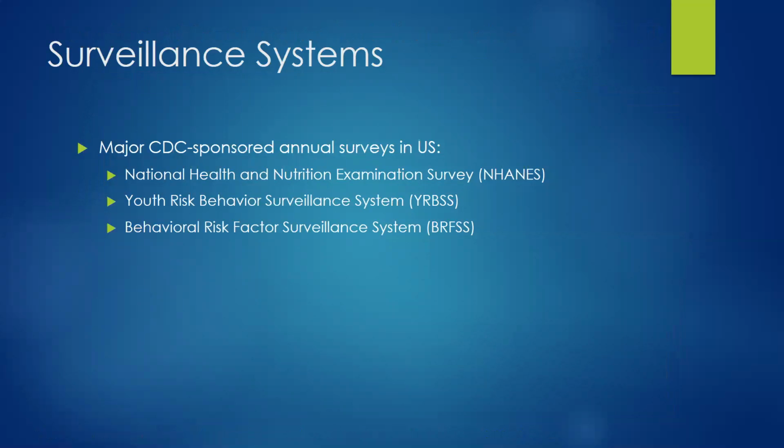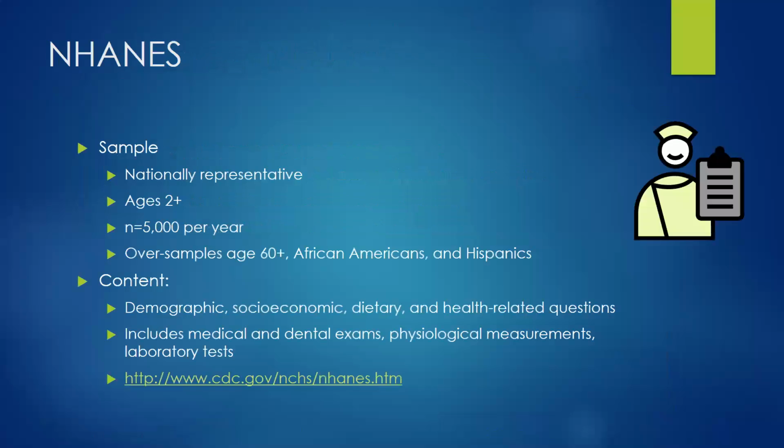So in addition to the notifiable disease list, we have a number of other national surveillance systems that are supported primarily by the CDC. I'll talk about just 3 of them today. These are the National Health and Nutrition Examination Survey, or NHANES, the Youth Risk Behavior Surveillance System, or YRBSS, and then the Behavioral Risk Factor Surveillance System, the BRFSS.